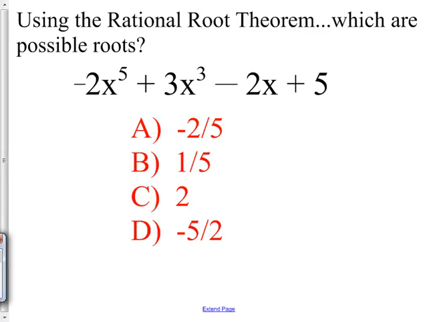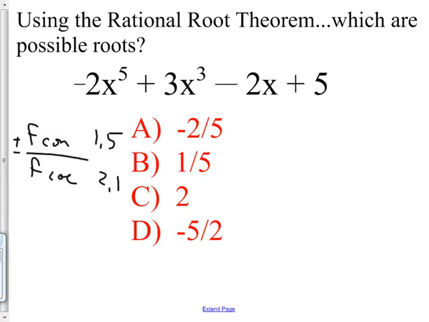All right, so you should be thinking this way. Factors of the constant over factors of the coefficient. Factors of the constant are 1 and 5. Factors of the coefficient are 2 and 1. And it's plus and minus of the whole schmear. Never heard of schmear before? It's an old German saying.